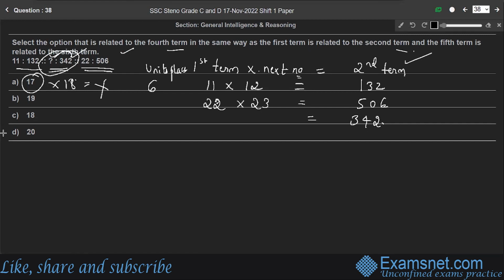In option B, we have 19, so its next number is 20. You will get 380 as the answer, which is not the second term. Therefore, no need to consider option B also.